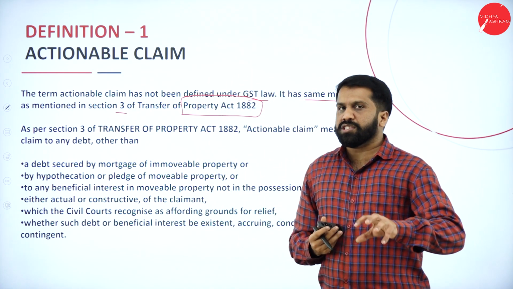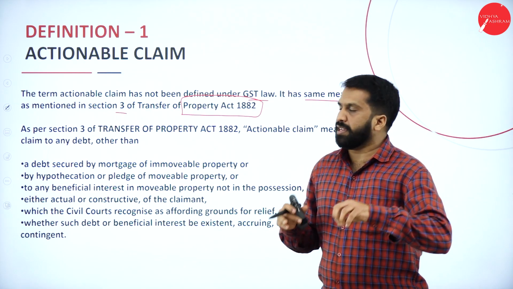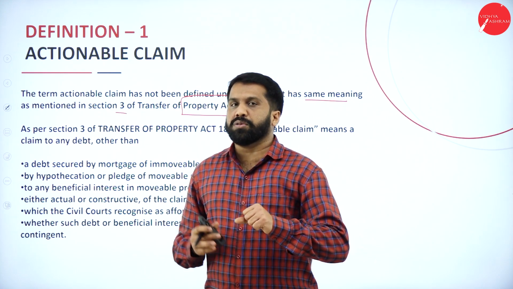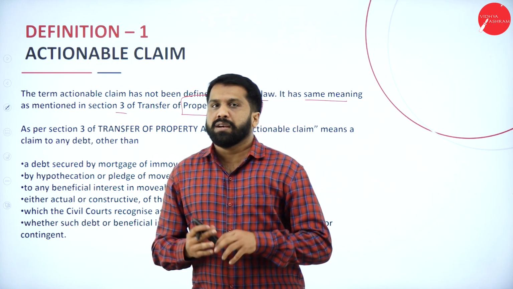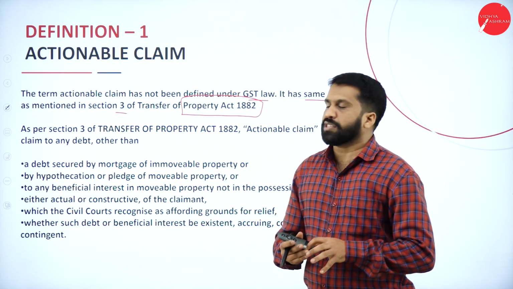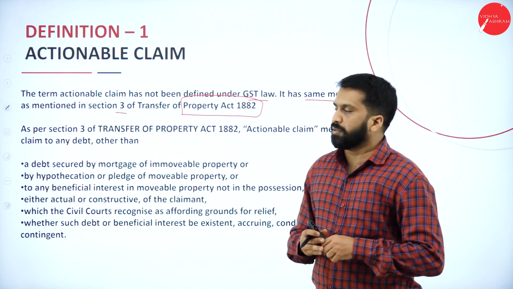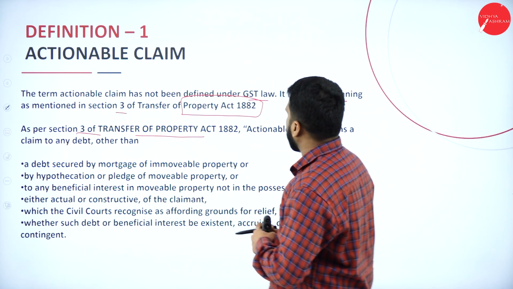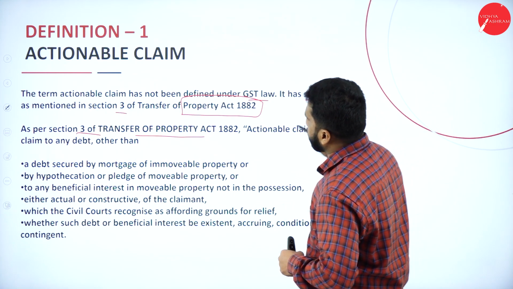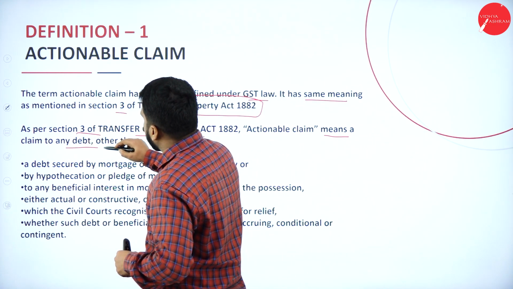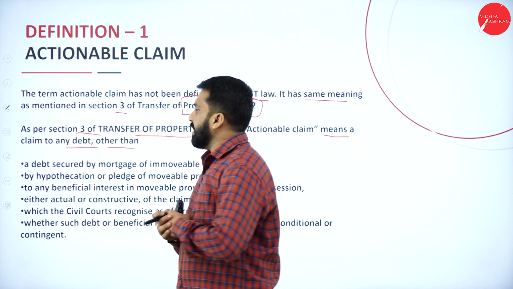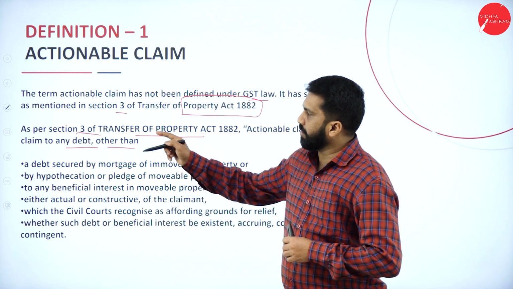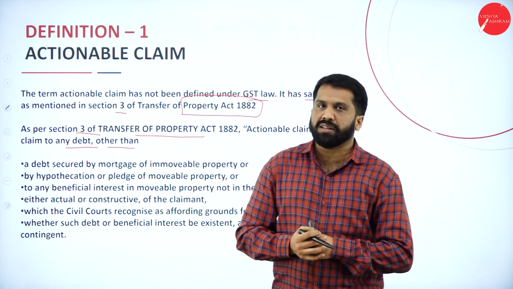So there is no specific meaning for actionable claim in your GST part, but in your Transfer of Property Act 1882, you have a definition for actionable claim. The same definition, we can use for your GST also. Now, as per section 3 of the Transfer of Property Act, actionable claim means a claim to any debt other than. So any debt other than. So other than means what? You should understand all this, then you will get to know what an actionable claim is.